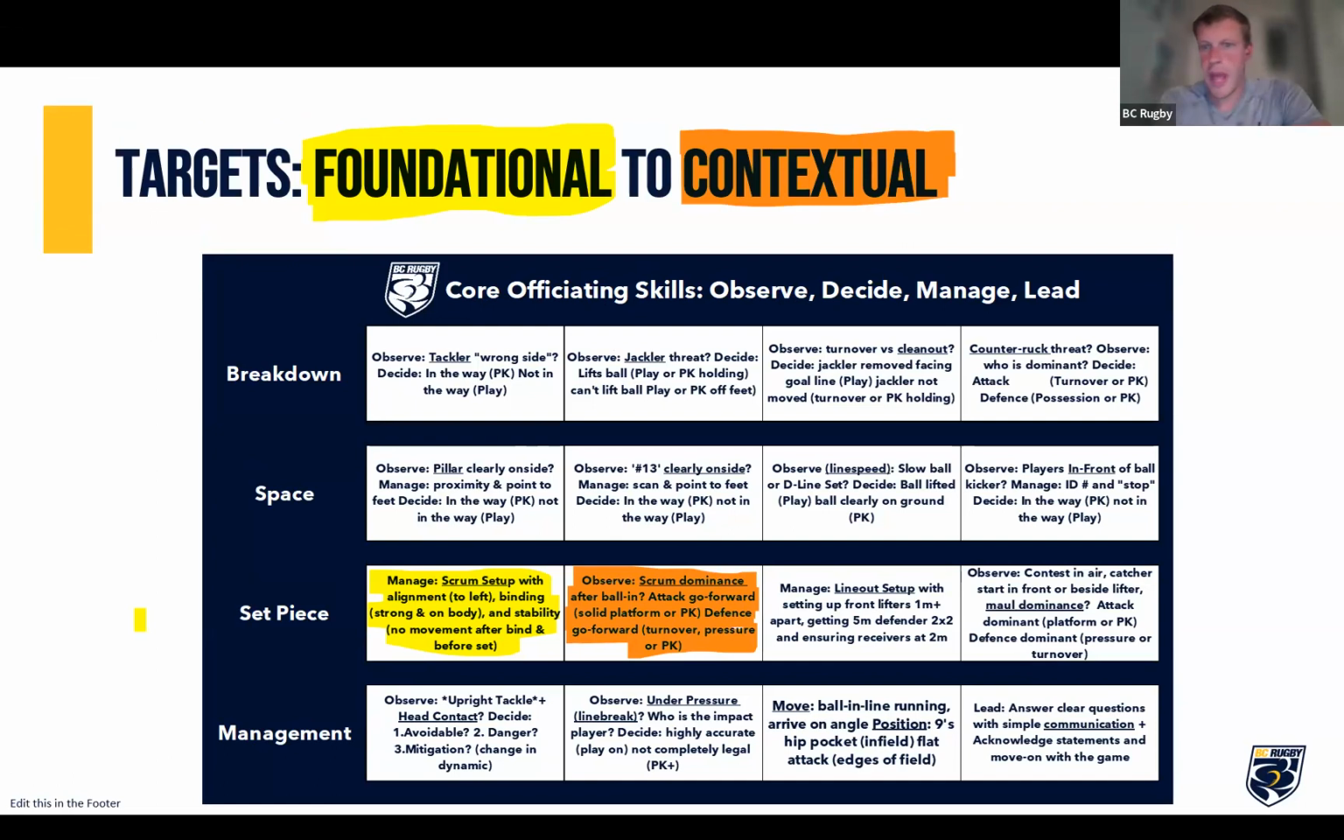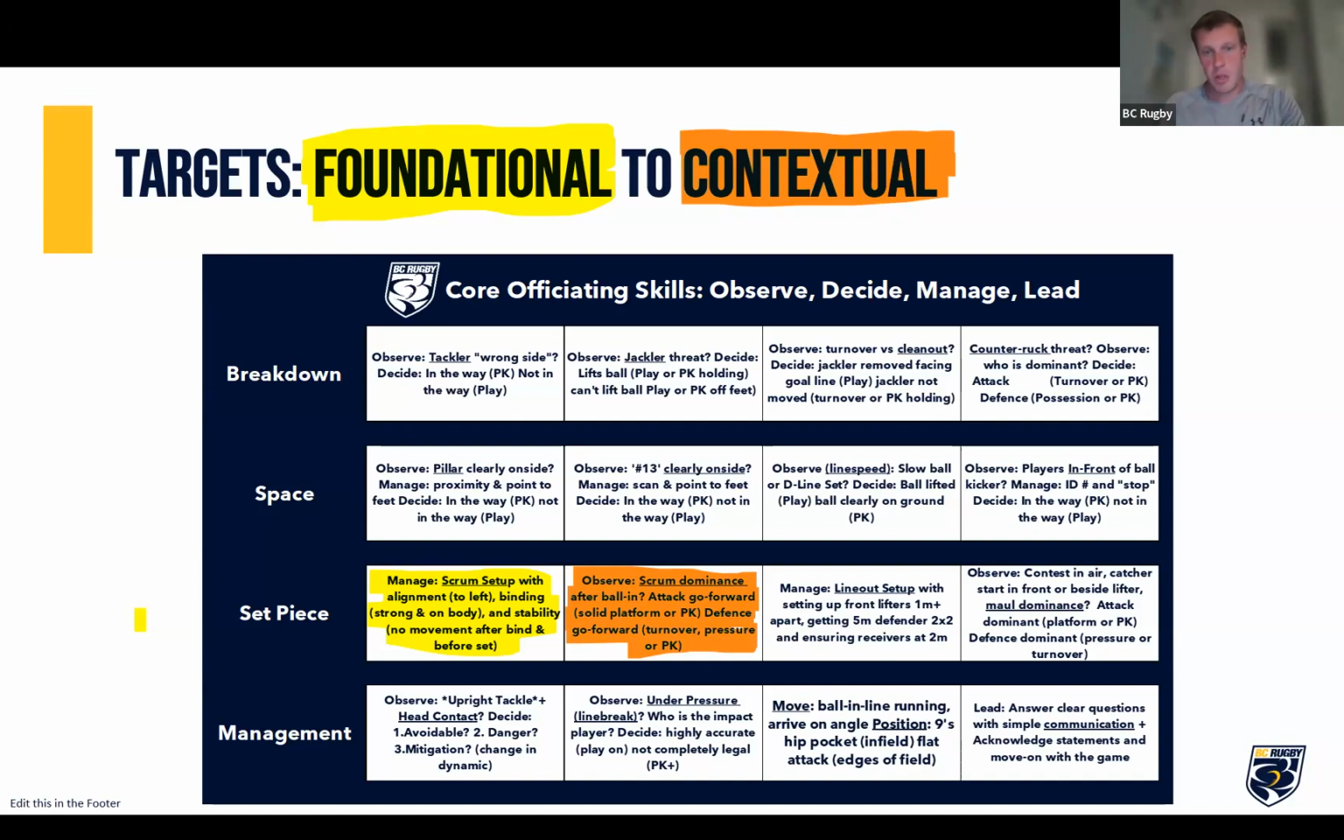Question coming in from Sam KL. So what is meant by aligning to the left? Well, Sam, naturally in the scrum, the law says we have to have the head to the left. So we have to have our head to the left of the opponent's head. So if you're a loose head prop, number one, scrummaging against a tight head prop, you put your head on the left-hand side.